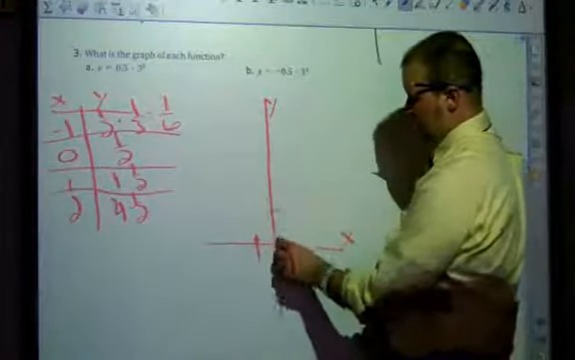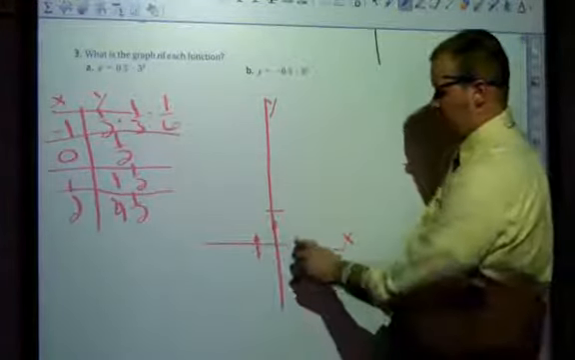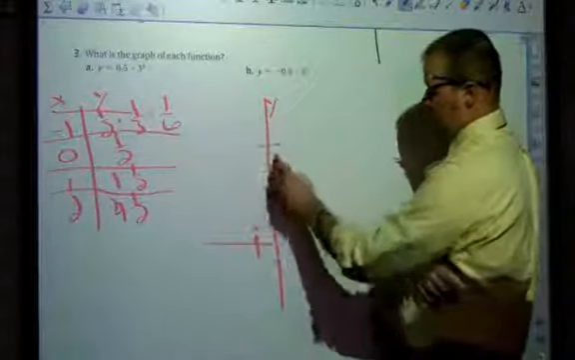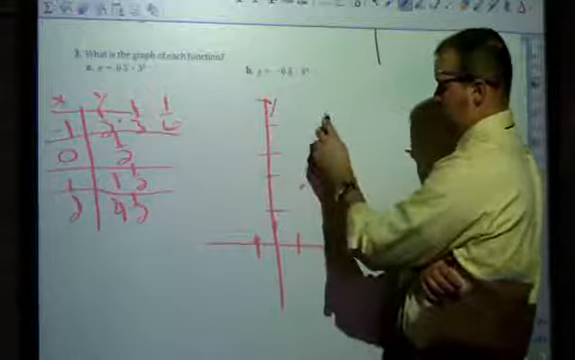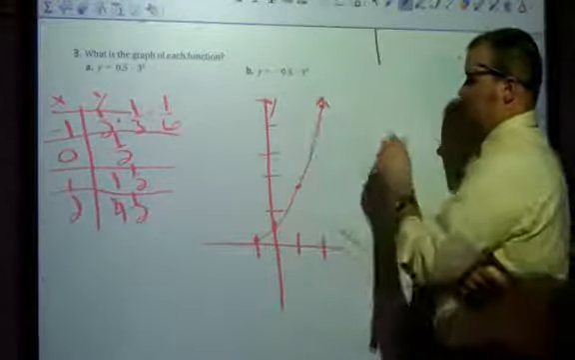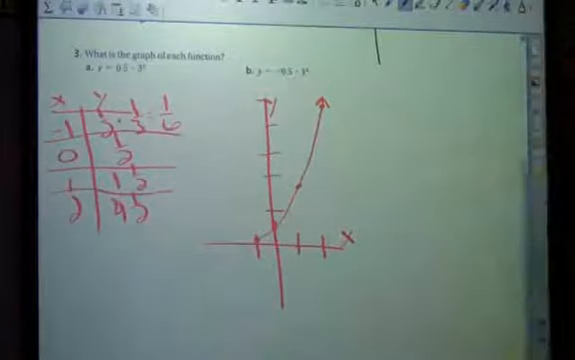At 0, we're at 1/2. At 1, we're at 1/2. And at 2, we're at 4/2. So again, we're increasing, and we see that number going up.